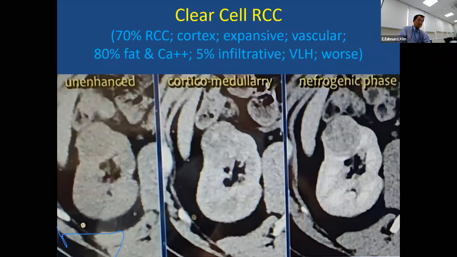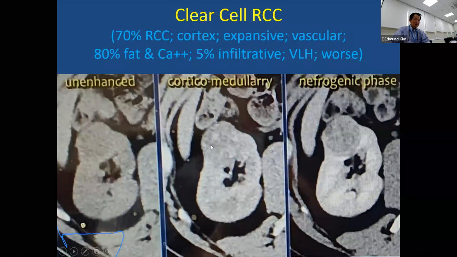Many look alike. Clear cell is 70% of renal cell carcinoma, usually in the cortex. It's a hypervascular lesion, highly vascular, but sometimes it shows fat. Calcium is a problem sometimes. Some have a 5% inferiority, and certain other features.